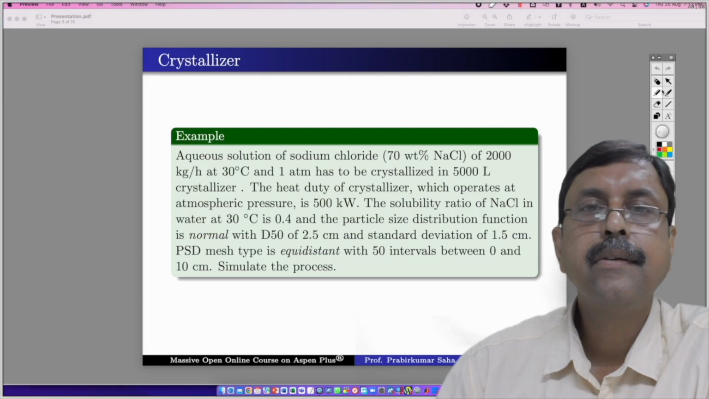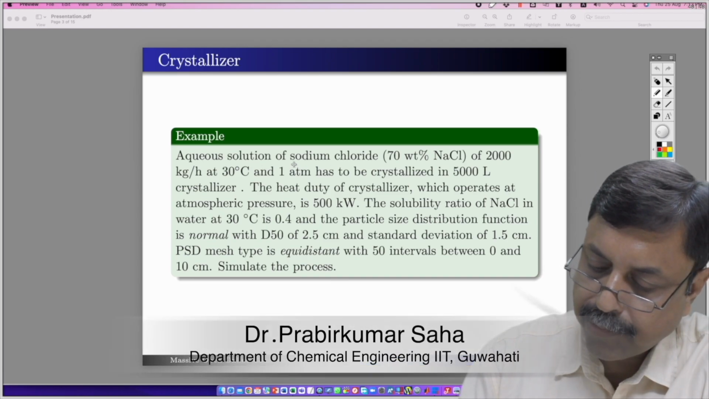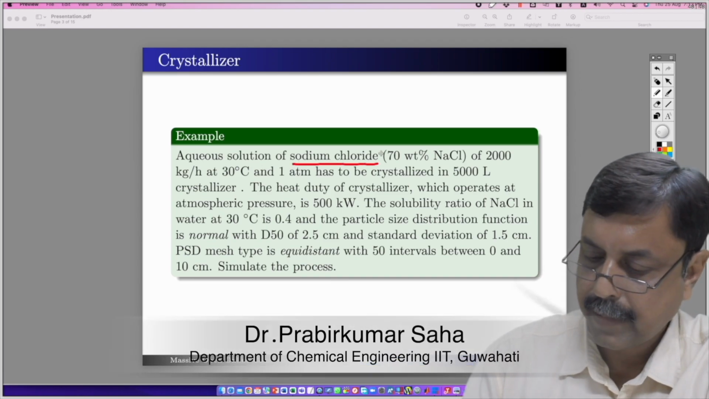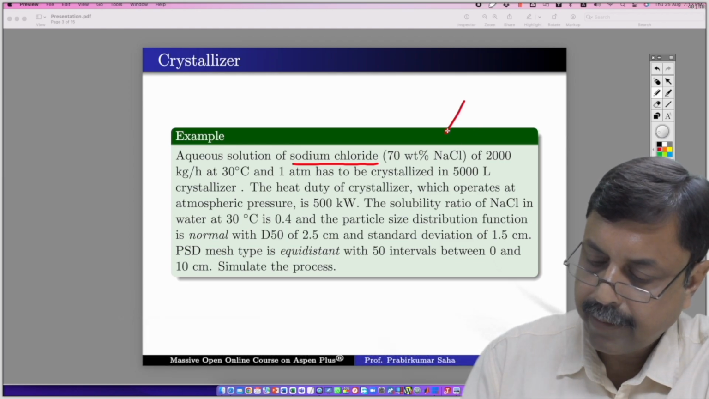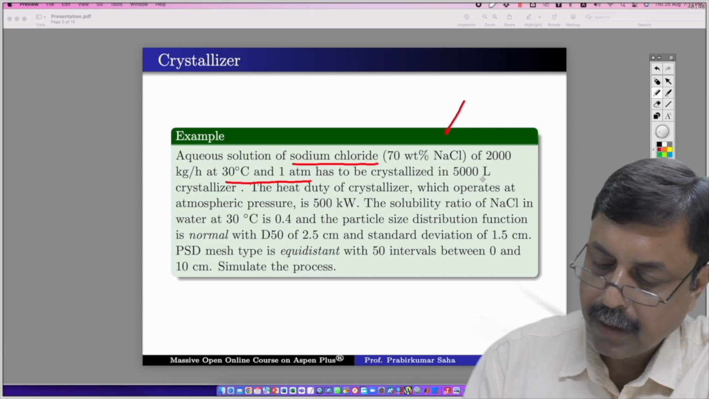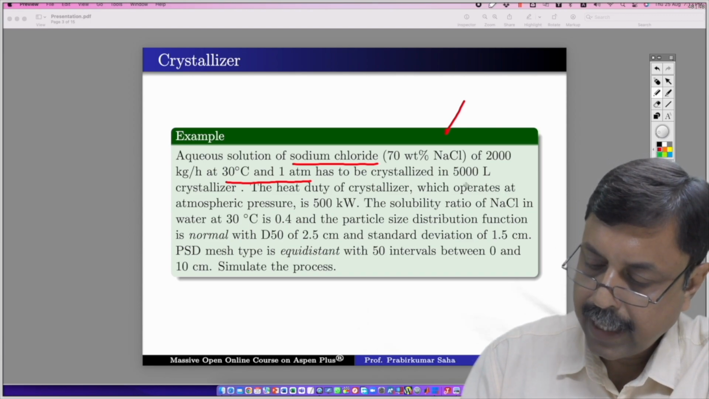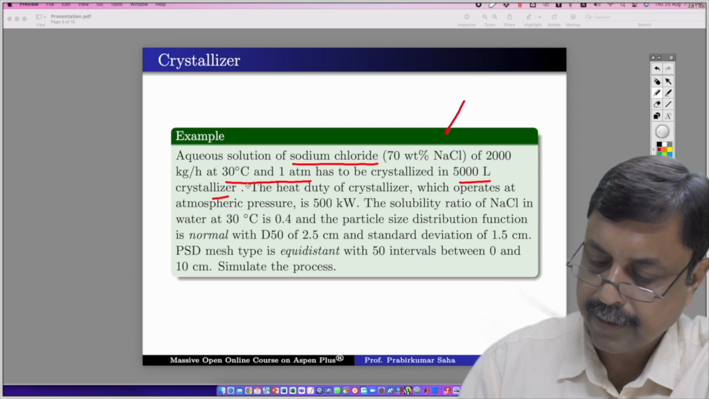So let us solve this crystallizer example. An aqueous solution of sodium chloride, 70 weight percent sodium chloride, at 2000 kg per hour, and at 30 degrees centigrade, 1 atmosphere, has to be crystallized. So we have the aqueous solution of NaCl over here in a 5000 liter crystallizer.